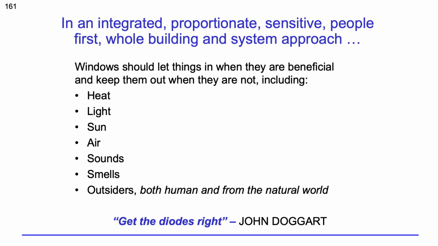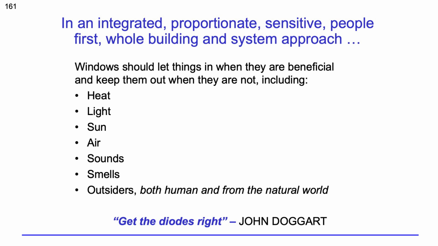So now to add everything up and put it together, we need something like an integrated, proportionate, sensitive, people-first, whole building and system approach, blah, blah, blah, but I tried to get it all in one heading. And what you need to do is windows need to let things in when they're nice and keep things out when they're nasty. So that applies to all these things, including the animal kingdom, so you can have friends or you can have vandals, or you can have burglars and you want to let one in and keep the other out. And you have insects, and whatever. You have the pigeons here and the monkeys in India.